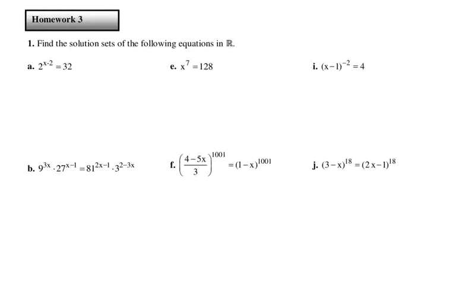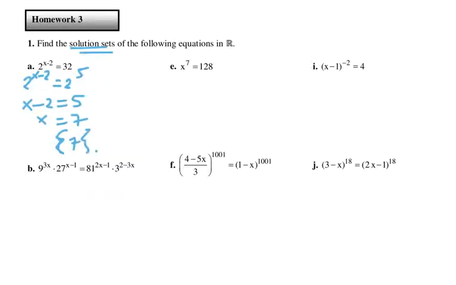So when we look at part A, we notice that 32 is a power of 2, so we should write that as 2 to the power of 5. And so now we can have the same base, we can compare the exponents. And so now we can say that x minus 2 will equal 5. And adding 2, we have x equal to 7. Note that it says the solution sets. So we'll write that in our set notation, listed form there, just with one element.